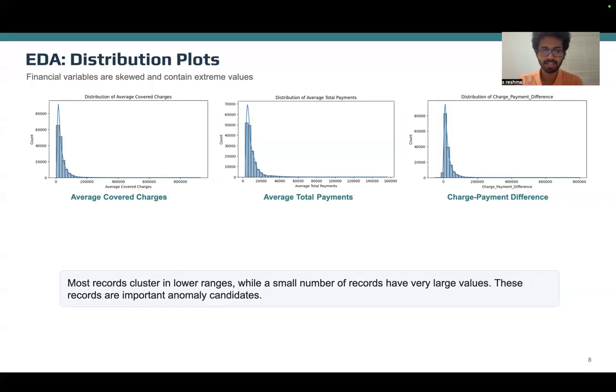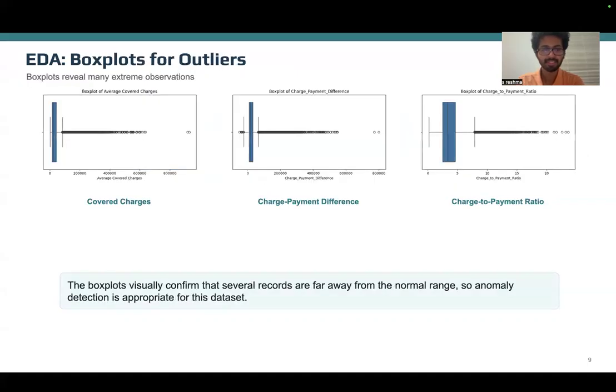These extreme values are not automatically wrong, but they are important to investigate because they represent unusual billing or payment behavior. The box plot provides another way to see extreme values. In this dataset, the box plot shows many points far away from the normal range, especially for covered charges, charge payment difference, and charge to payment ratio. These points are possible outlier candidates.